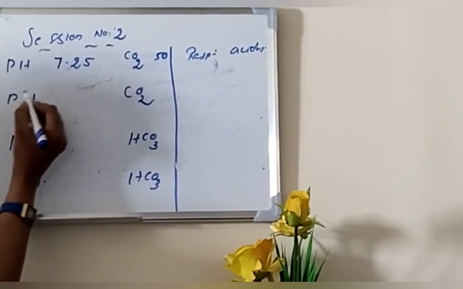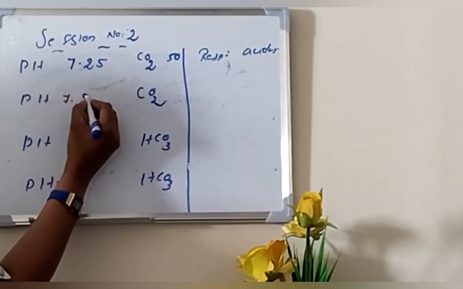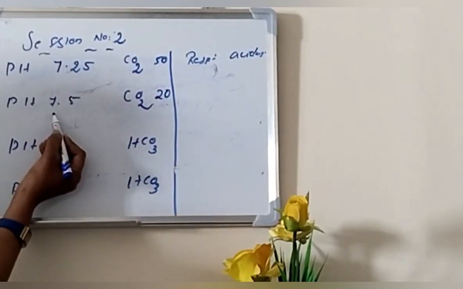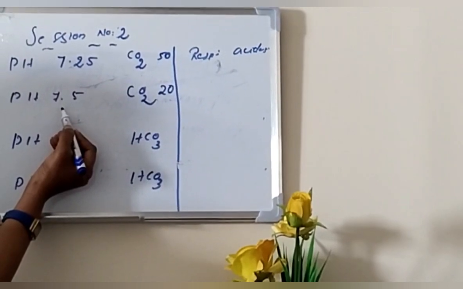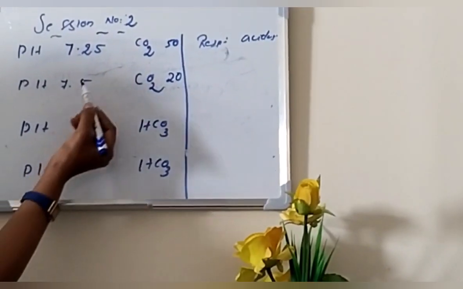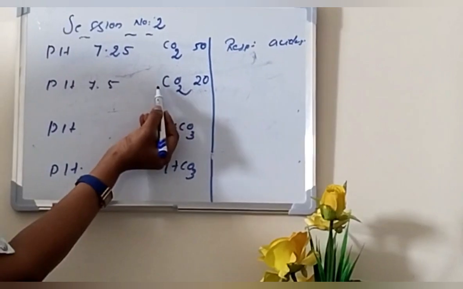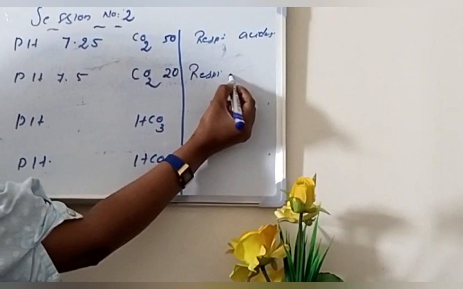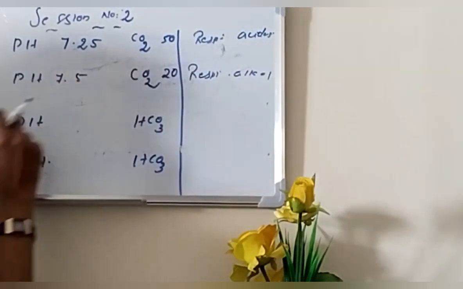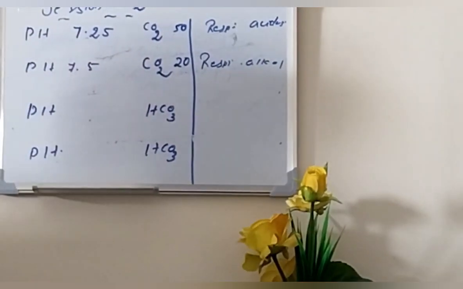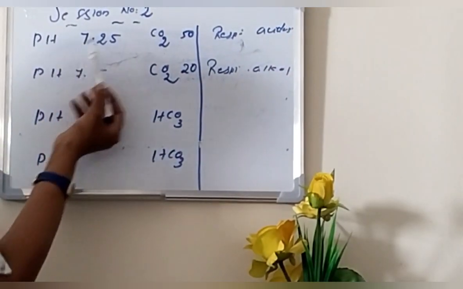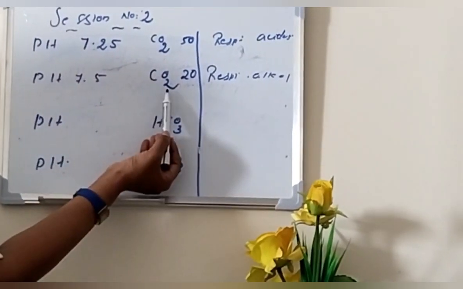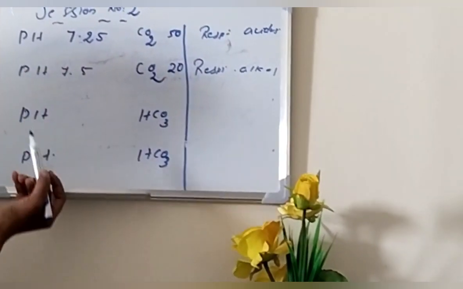Same like, pH is 7.5 and CO2 is 20. What does it mean? pH high means the medium is alkalosis. The blood is alkalosis. In that case, CO2 goes down, respiratory. It is called respiratory alkalosis. Hope you understood what is respiratory acidosis and respiratory alkalosis. pH goes down, CO2 will go high, it is respiratory acidosis. pH goes high, CO2 will go down, it is called respiratory alkalosis.